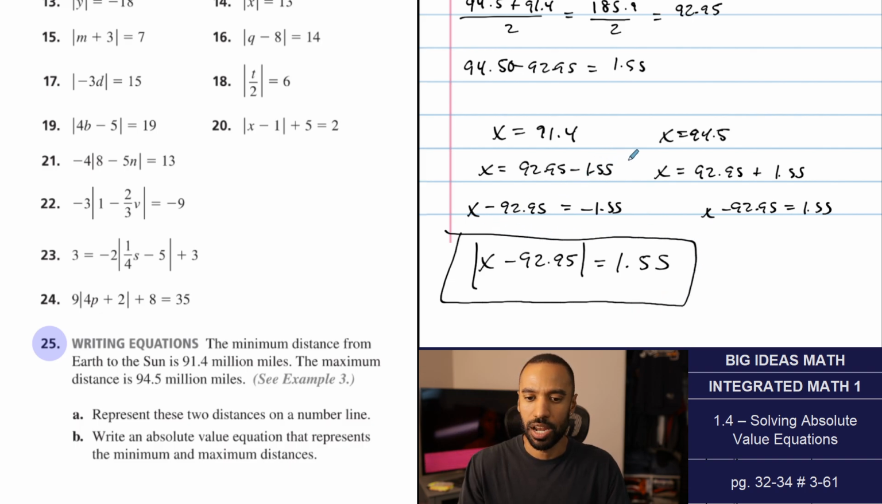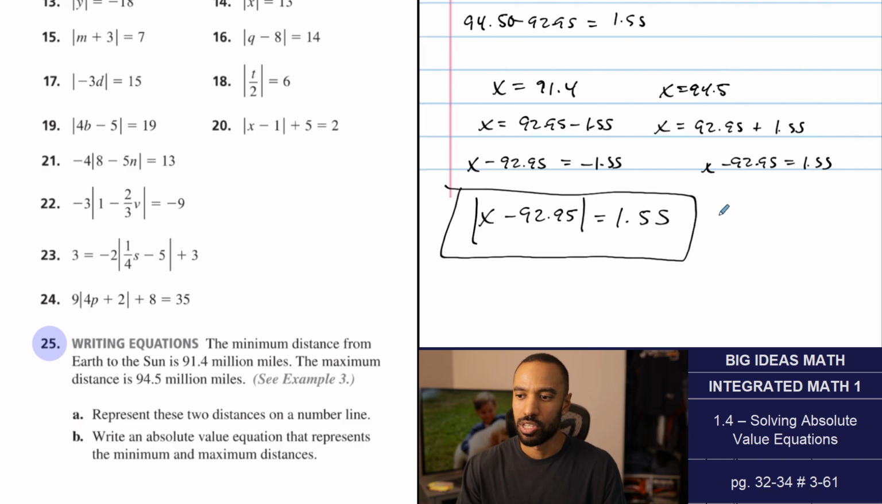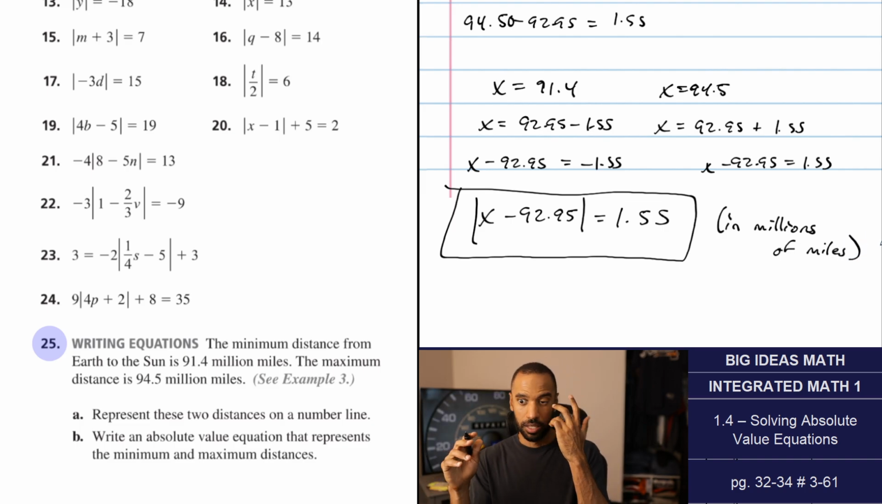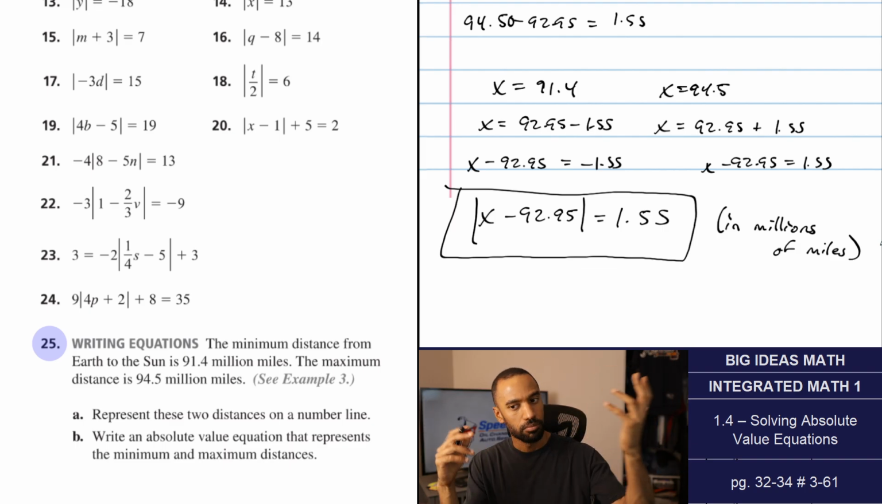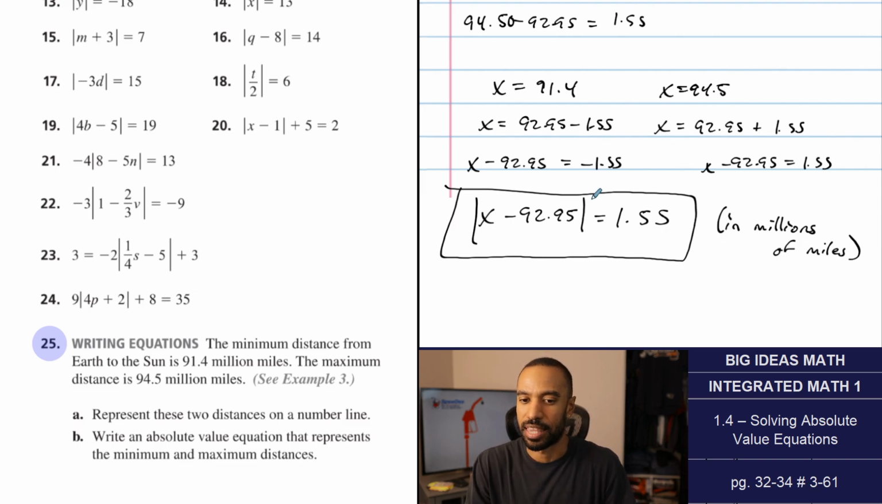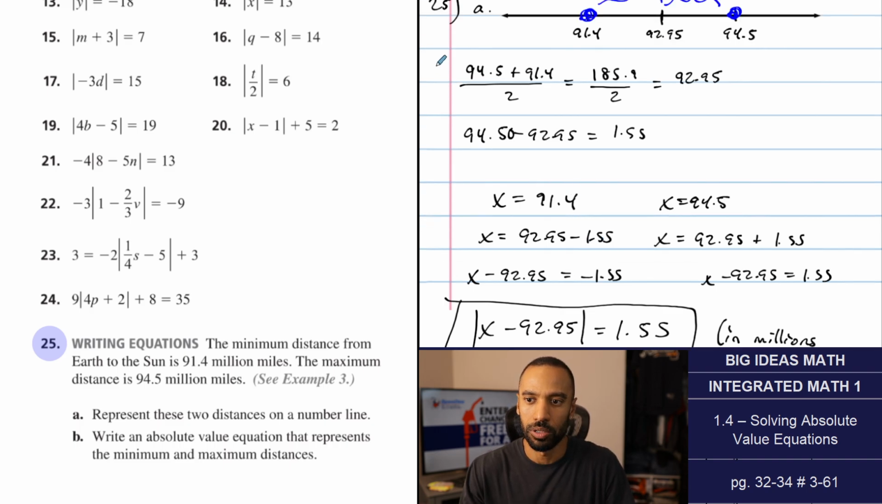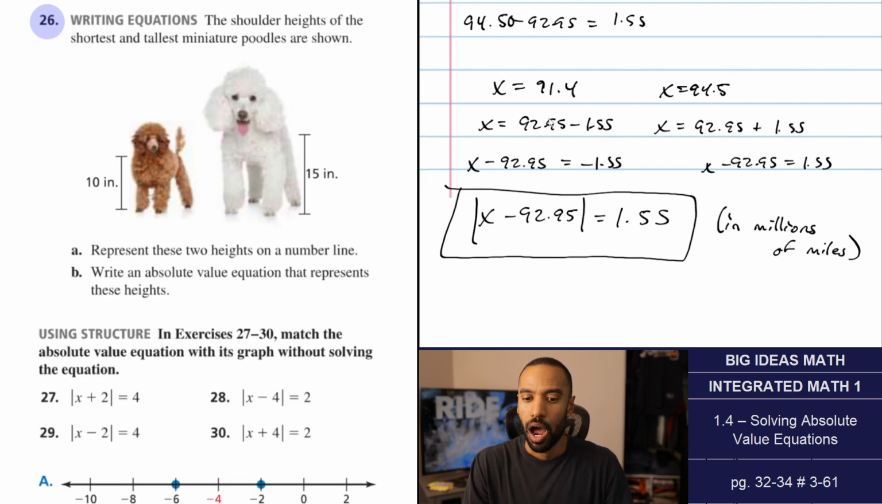Now, that's one version we can be writing there. We can also write it in millions of miles. We might have to do it in millions of miles. This is in millions of miles. Otherwise, we'd have to literally do like 92,950,000 and 1,550,000, which is kind of just whatever. So that's the way I'm representing it. I hope that's making a little bit of sense. There's a lot to do with that. I don't know if the end goal meets what it is we want to do with absolute values as a whole, but it works.